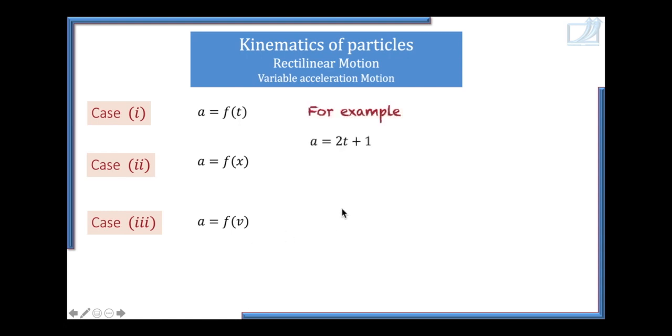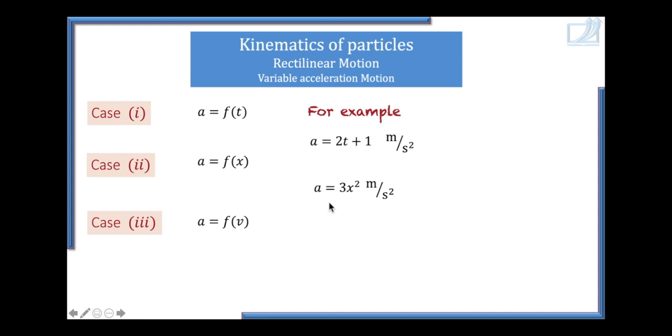For example, a particle is moving along a straight path, that is rectilinear motion, with an acceleration 2t plus 1 meters per second squared, where t is time in seconds. So this is the relation between acceleration and time. Acceleration is varying with time according to this relation. When t equals 0, acceleration is 1, and when t equals 5, acceleration is 11.